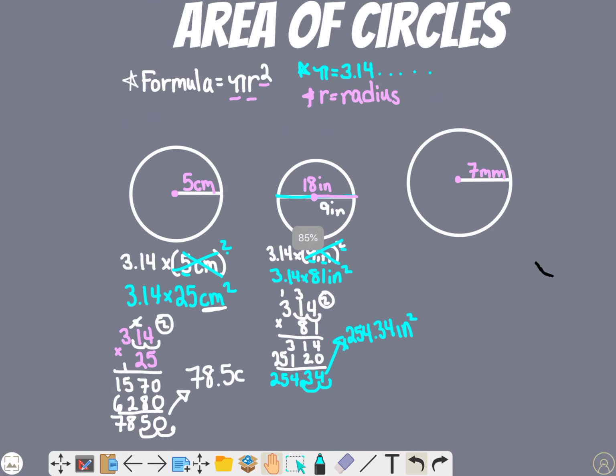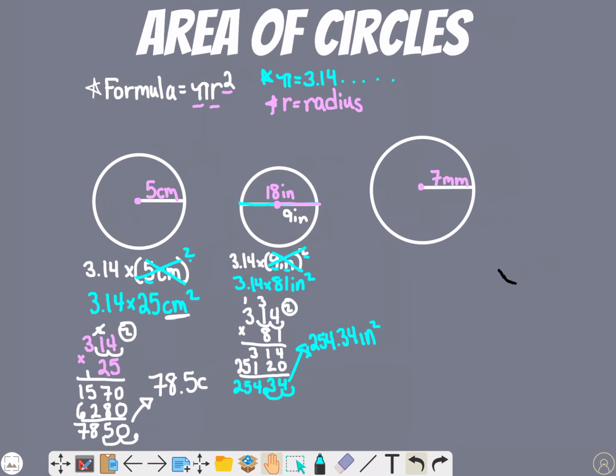And what I want you to do is take a few minutes. I'm going to zoom it out so you can see everything and see all the work. I want you to take a couple moments and try to work out this problem. If you have a circle with a radius of 7 millimeters, what is going to be the area of this last circle? If you think you got it right, put your answer in the comments and then check your work in the description where I have it set up. I show you how I did it and what the correct answer is.